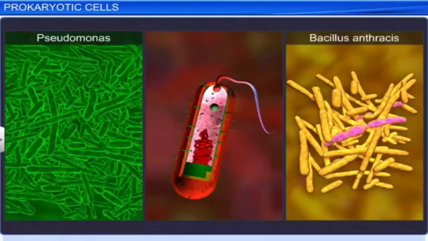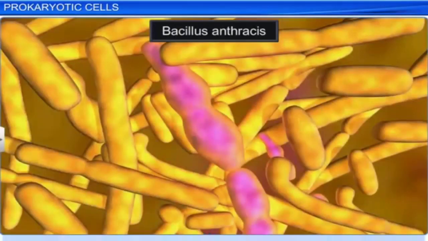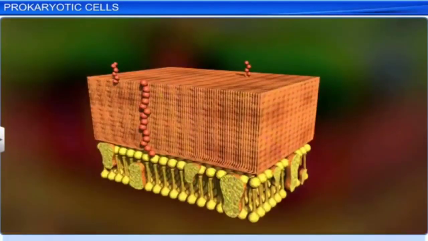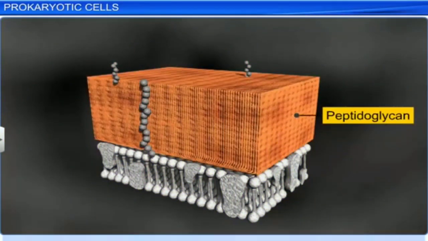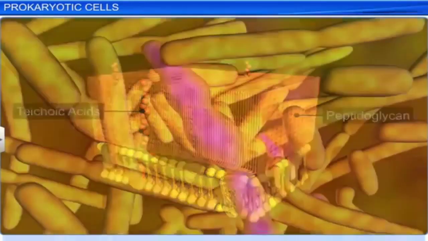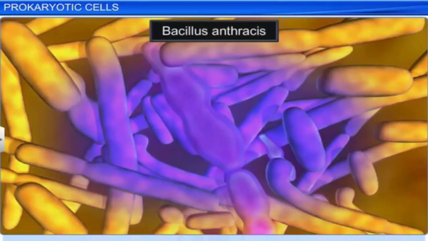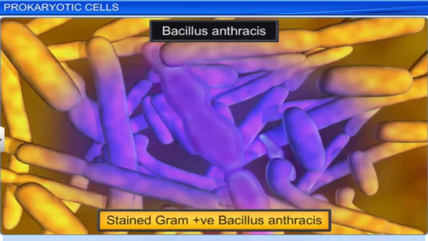On the other hand, the cell wall of prokaryotes such as Bacillus anthracis, composed of a dense layer of peptidoglycan and teichoic acids, turns violet when subjected to the gram staining procedure. Hence, such prokaryotes are called gram-positive.